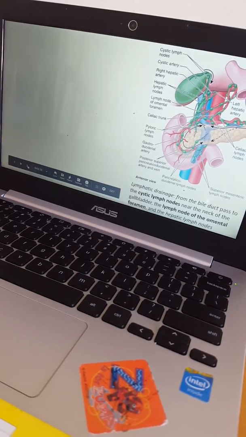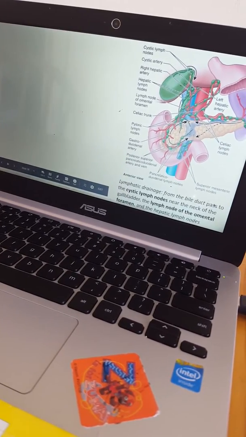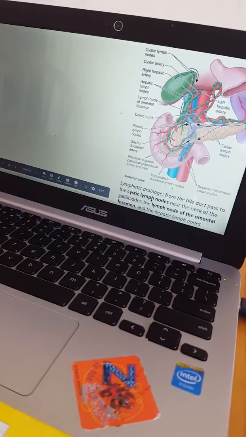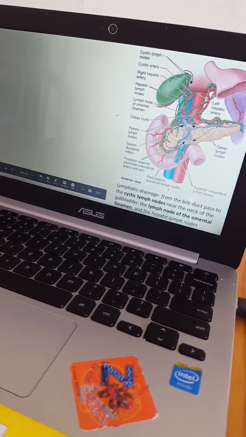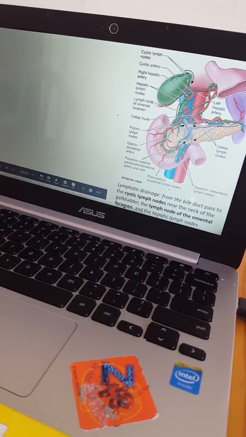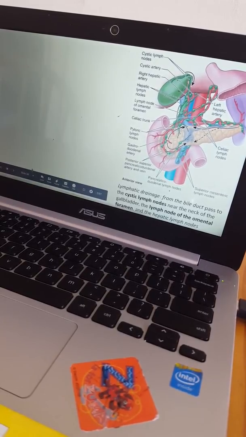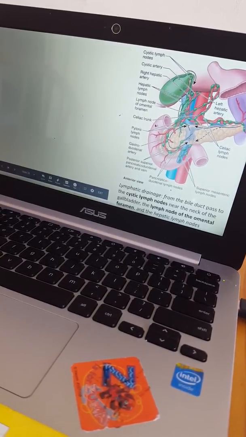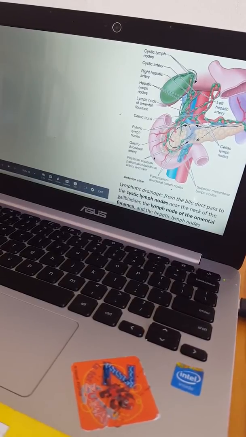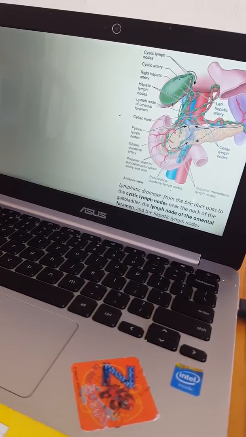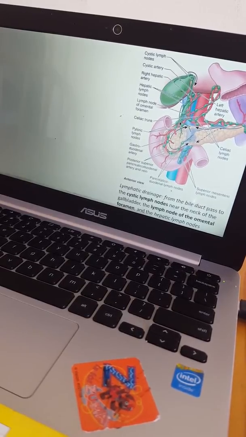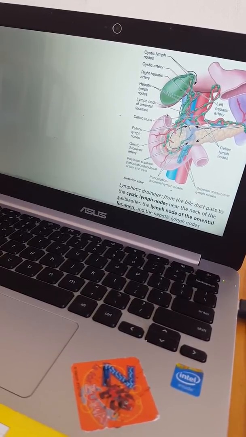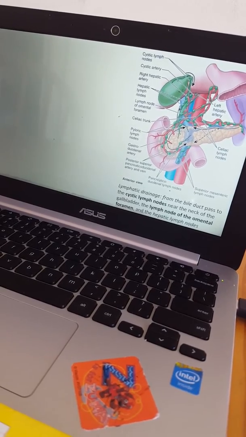Next slide. Lymphatic drainage from the bile duct passes to the cystic lymph nodes, because it is associated with the gallbladder, the lymph node of the omental foramen, that is the epiploic foramen, and the hepatic lymph nodes. Even if you mix up one or two nodes here and there, it does not matter because most of the nodes are interconnected. Some drainage occurs here, some here, so you have to know the major lymph nodes draining the organ.